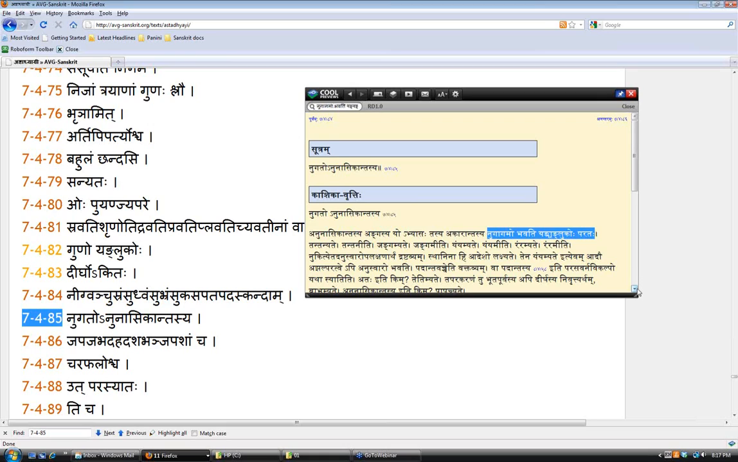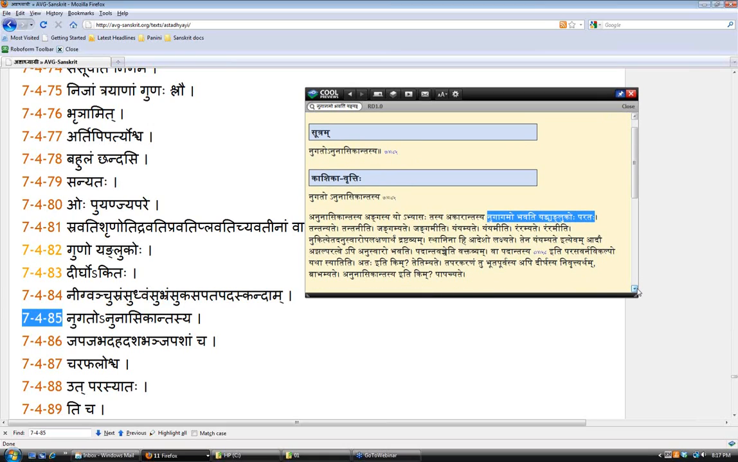Now there is also a vartikam on this one. It says that nuk ityetat anuswara upalakshanartham drashtavyam. Even though Panini says nuk agamaha, it really is an anuswara which is coming there. That's vartikam number 1. You can say vyakhyanam vartikam.